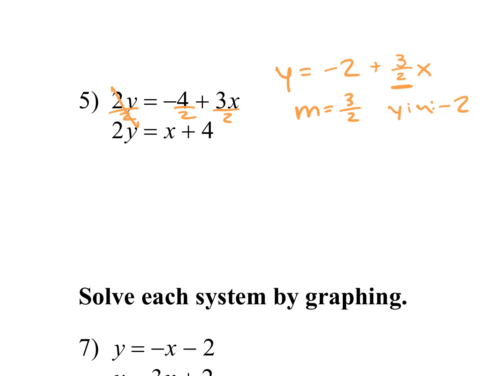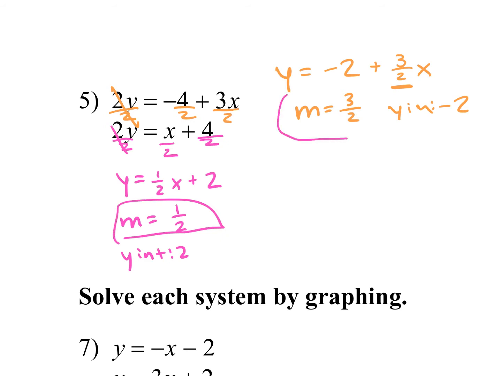Now the second equation, what should I do? Divide everything by 2. So I have y equals 1/2 x. What's 4 divided by 2? 2. So what's my slope? 1/2. And what's my y-intercept? 2. So are my slopes the same? No. So when your slopes are different, what is it? Independent.